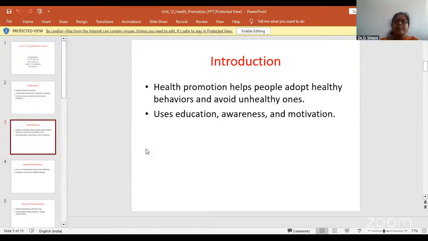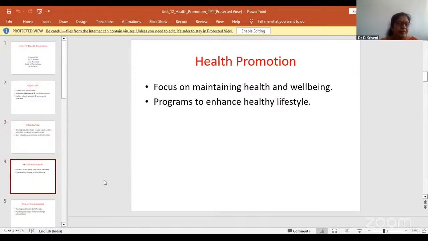So here health promotion helps people to adopt healthy behaviors and avoid unhealthy ones. And it uses education, awareness, and motivation. So the levels of improvement: school level is there, community level is there, and national level is there. That is the level of implementation of health promotion and the impact on health behavior, how it is impacting health behavior. Ultimately, the goal of health promotion is widespread adoption of health enhancing behavior.